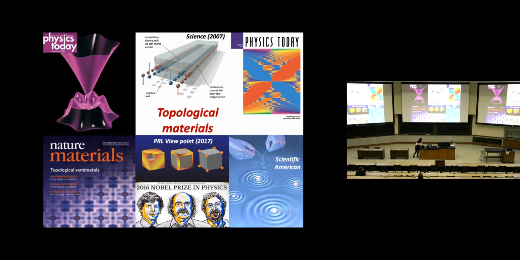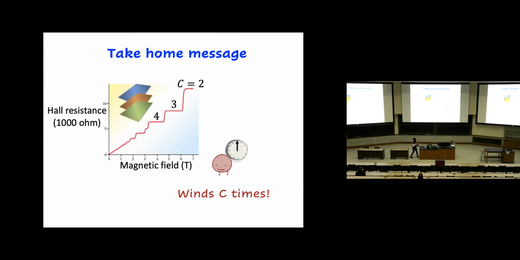Okay, and so actually this is the end of my talk. The take-home message is that there's this remarkable experimental discovery of the Hall effect, which shows that the Hall resistance has this kind of step-like feature that's universal across different materials and all the details. And that number is given by how many times the electron's clock winds.